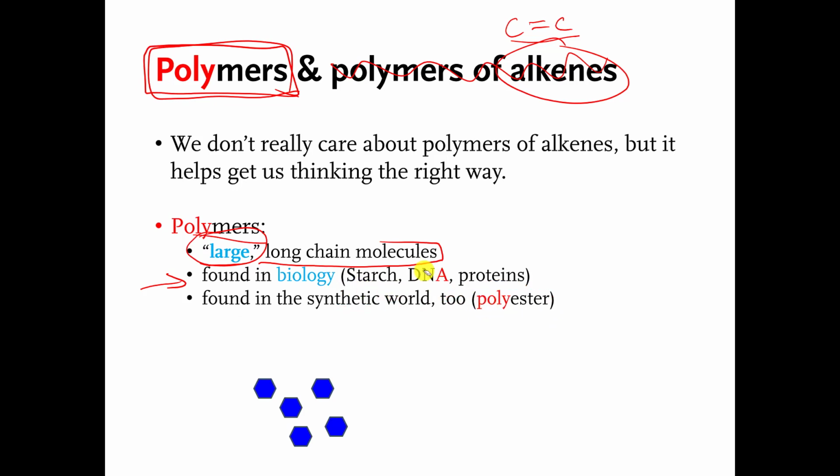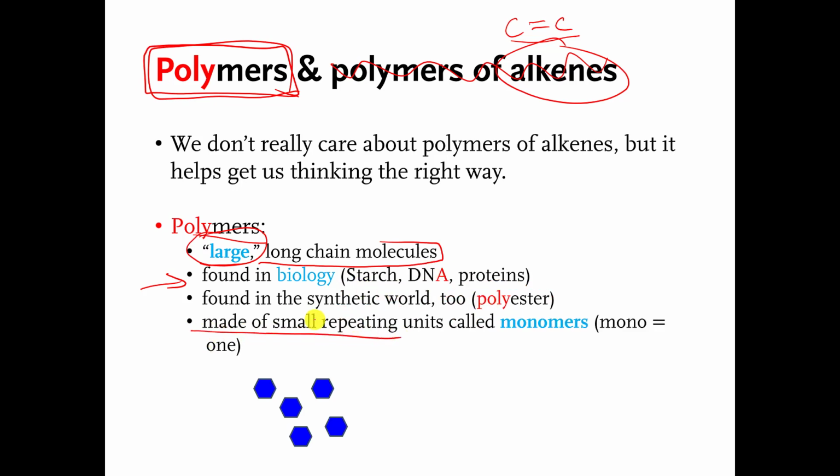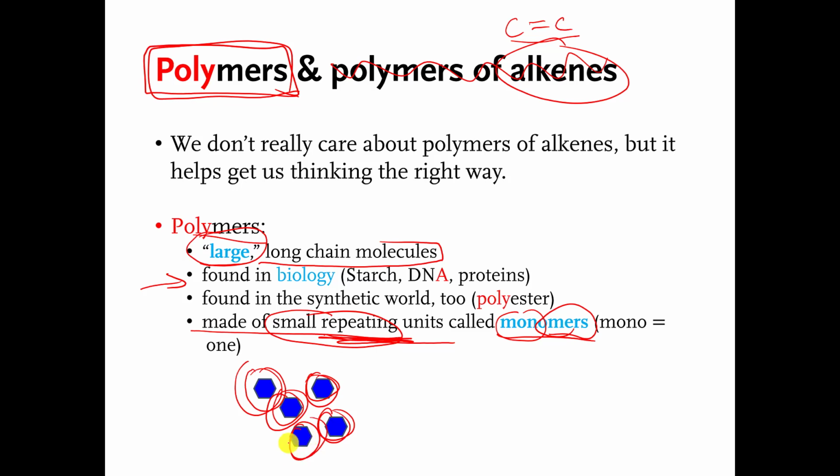What polymers are is they are made of small molecules, but the small molecules are connected to each other in a repeating way over and over again. So imagine that these are a bunch of small molecules. These are called monomers. Mono means one, mer just means thing. So these are little one things. But I could connect them to each other. I could attach them all to each other in more or less the same way over and over again and make something like that. This would be a polymer.